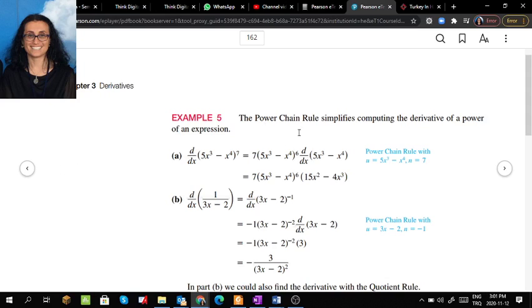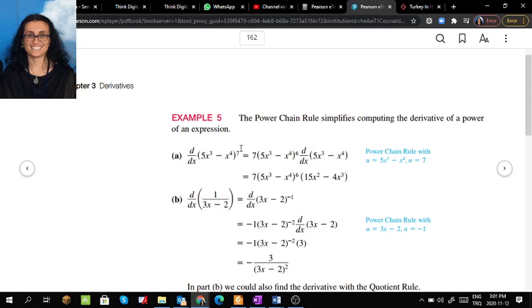Let's get this example. Let's use the power chain rule here and find the derivative of this expression. As you will see, we have the base and we have the power 7. The base is 5x cubed minus x to the 4 and the power is 7. This is like a composition of two functions. The inside function is 5x cubed minus x to the 4. The outside function is x to the 7.